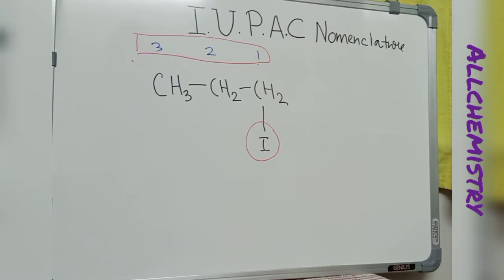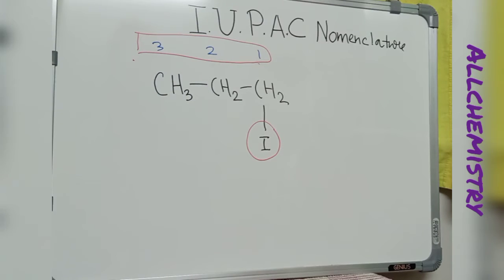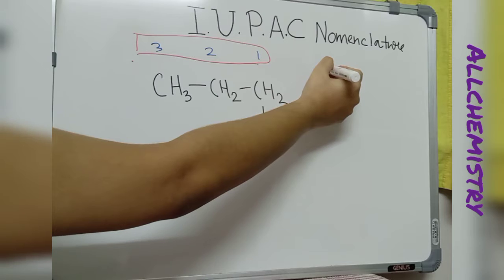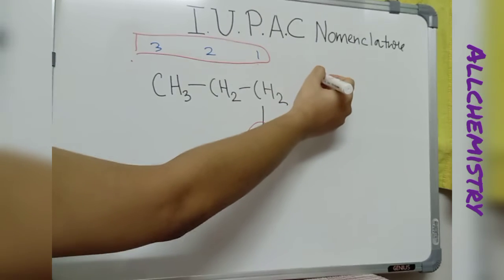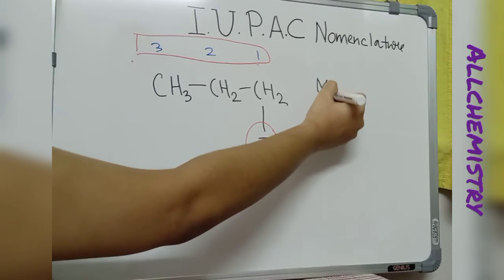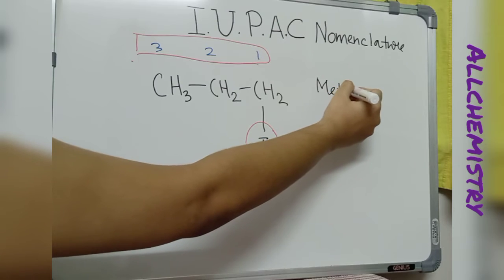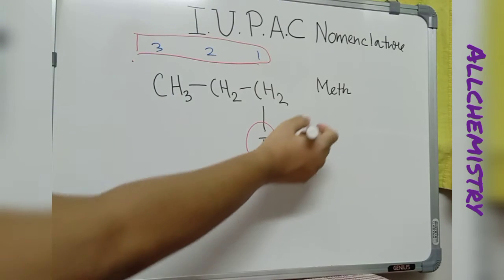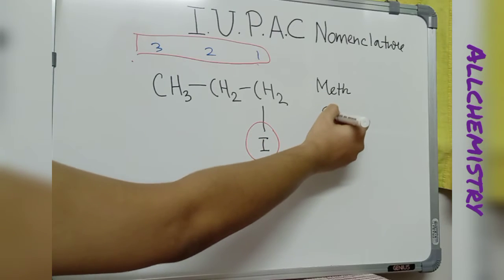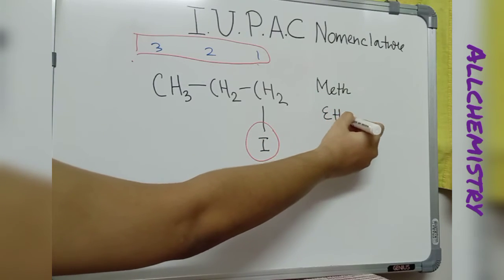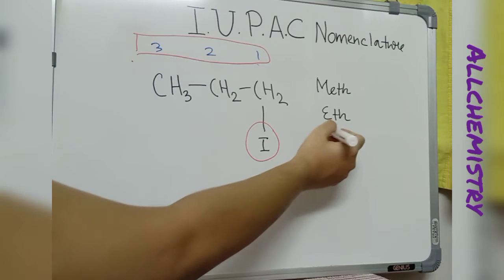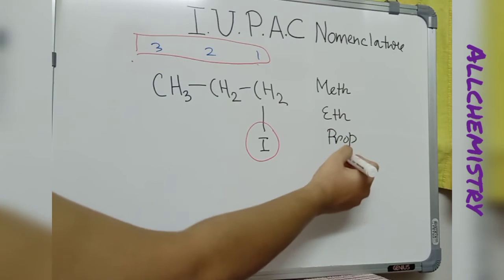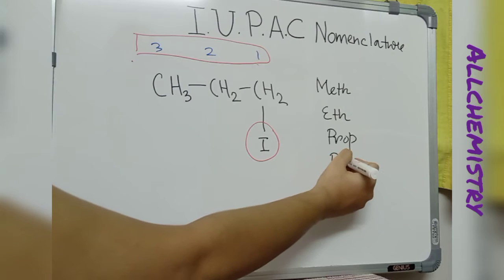According to our rule, when we have 1 carbon atom, we say meth. When we have 2 carbon atoms, we say eth. When we have 3, we say prop. When we have 4, we say but.